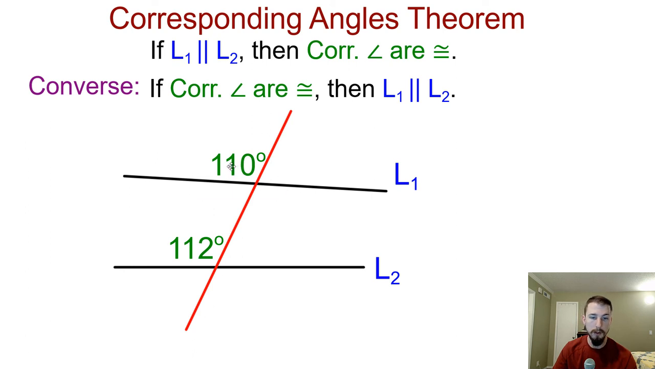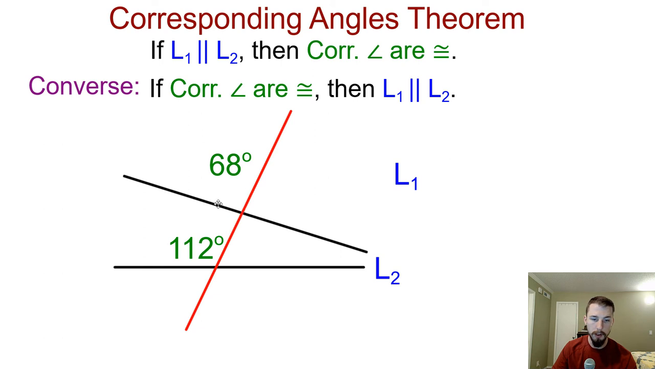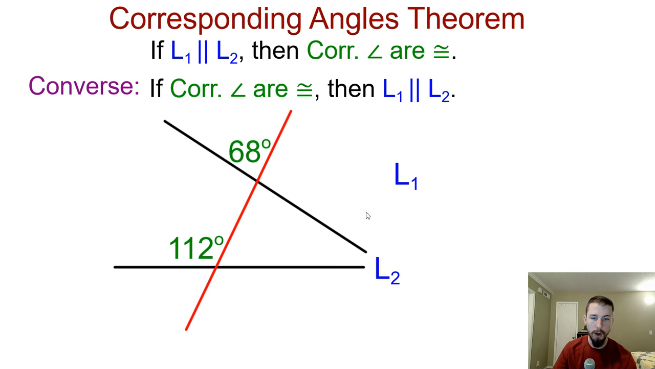What if I said they were supplementary? So what if this was, let's see, 68? Okay, so the corresponding angles are supplementary. Well, that's even worse, right? So they're still not the same, and it's going to look something along the lines of that, I guess. Yeah, that's about 68 degrees. Okay, so are they parallel? No, clearly not, because the corresponding angles are not congruent, so they're going to intersect at some point.